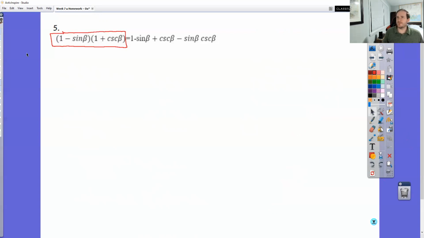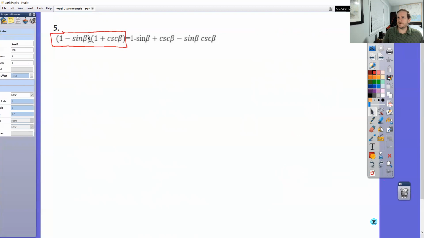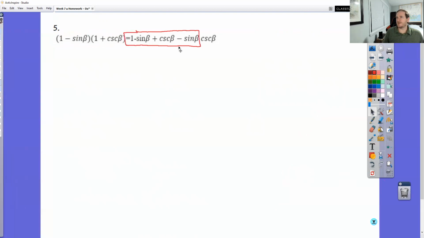Change the meaning of this red box. This red box doesn't mean I'm going to work on that side. This red box has meant that I'm going to freeze this side. So we're freezing that side. We're going to operate on this side. So anyway, what do I get when I FOIL? Pretty sure I get a 1 times a 1, that's a 1. I get a 1 times a cosecant of beta, so that's a cosecant of beta. Then I get a negative sine times 1, so that's a sine of beta.